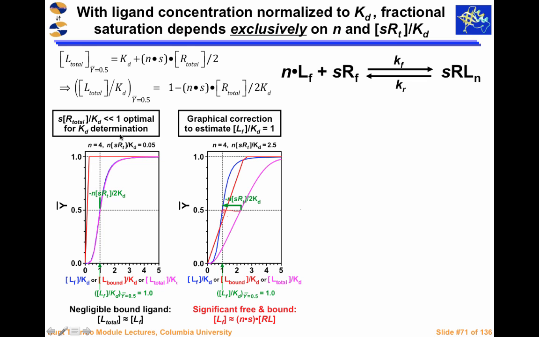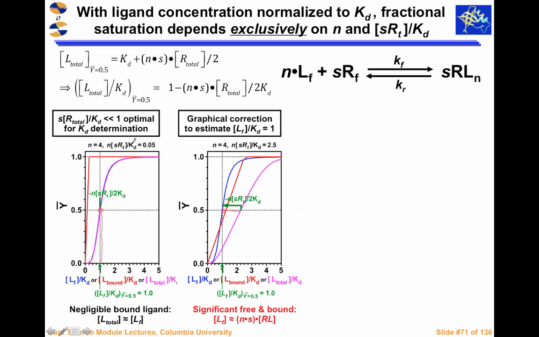Okay, now let's come down to this regime where NSRT over KD is much less than 1, right? If SRT is much less than KD, NSRT over KD is much less than 1. In this reduced coordinate system, LF over KD, with n equals 4, you have a sigmoidal binding isotherm, right? The free ligand at 50% saturation is always equal to KD. In the reduced coordinate system, the free ligand at 50% saturation is 1. When LF equals KD equals 1, you have 50% saturation. So now the sigmoidal binding isotherm crosses the 50% saturation point at 1, where LF equals KD. And so now we can consider the graphical correction.